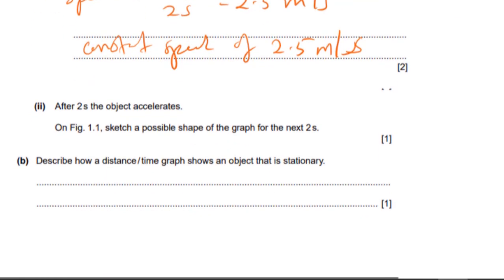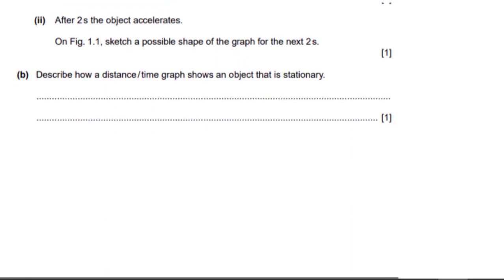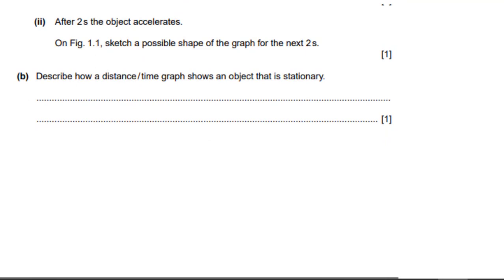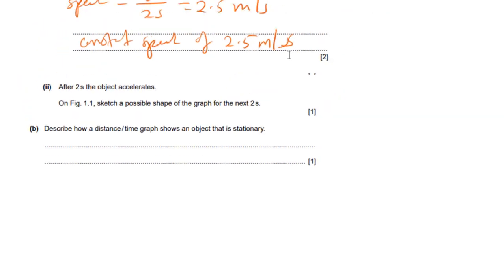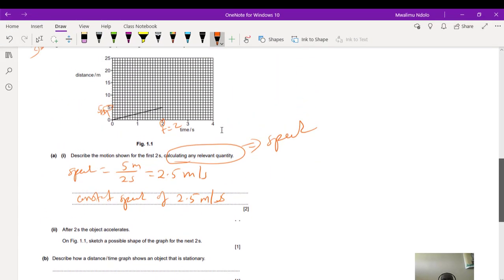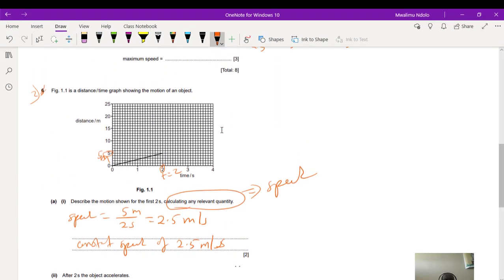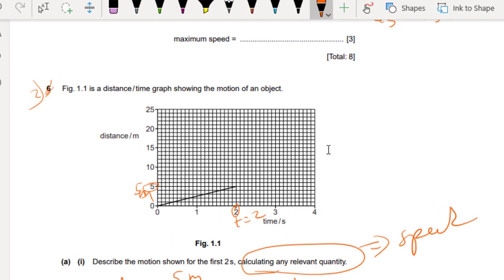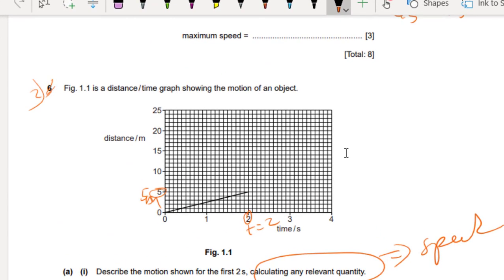Let's look at the next question. That is Roman 2. Now after 2 seconds, the object accelerates. Sketch a possible shape of the graph for the next 2 seconds. So for the next 2 seconds, that is from 2, that means you're going to have 4. If it accelerates, then we've been given the time. We don't have the distance, that means you're going to sketch.